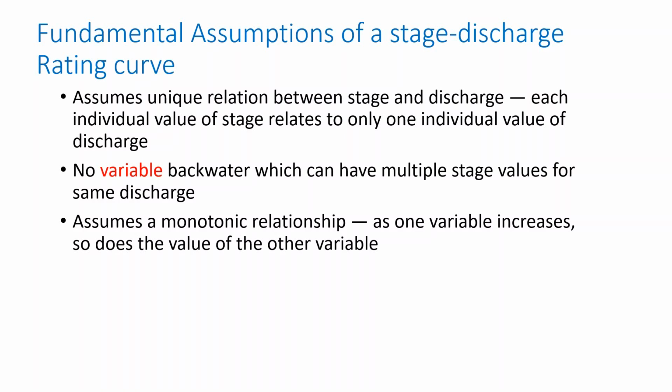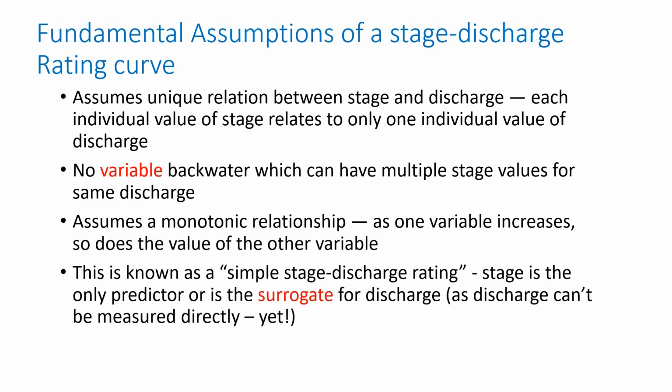It assumes a monotonic relationship. In other words, as one variable, stage, increases, so does the other variable, flow, always in that relationship. This is known as a simple stage discharge rating. Stage is the only predictor, or a surrogate, for the discharge, as discharge can't be measured directly, well, not yet anyway.